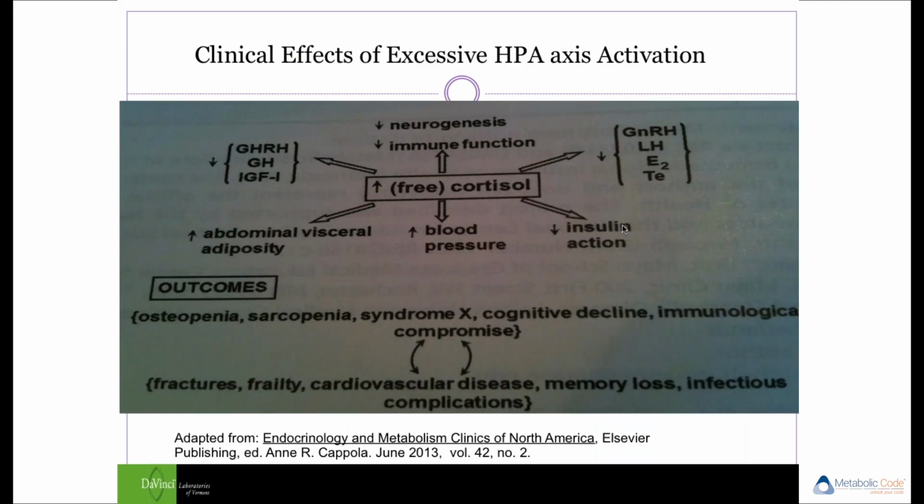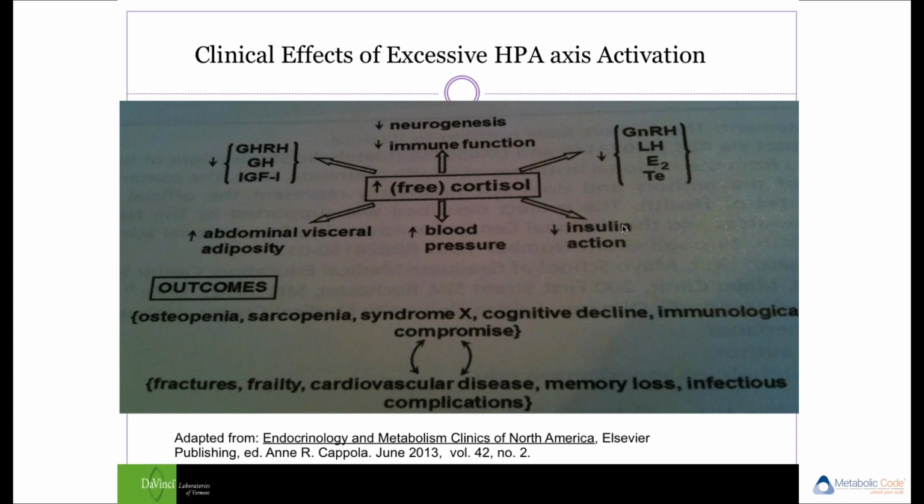And I think this is a really important slide, because it shows the clinical effects of excess HPA axis activation. We know that cortisol influences the brain, so it decreases neurogenesis and inhibits immune function. I've talked about that in one of the other lectures on stress and neuroinflammation in great detail. We also know cortisol as a catabolic hormone limits anabolic drive, so we see lower growth hormone production as well as reproductive status. In addition to that, cortisol directly injures the blood vessels and induces insulin resistance.